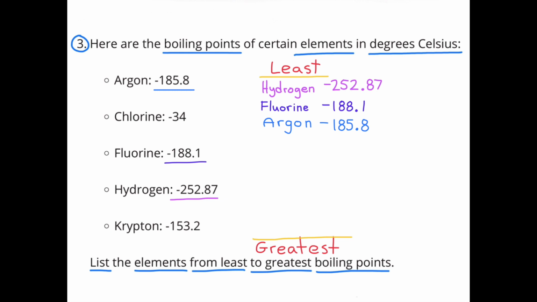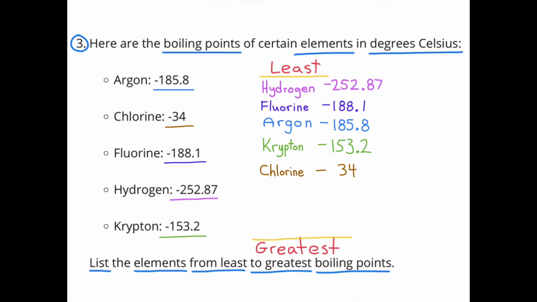So the next number on this list will be argon at -185 8/10 degrees Celsius. As these numbers are getting greater, the next temperature is krypton at -153 2/10 degrees Celsius. And finally, the highest boiling point out of all the elements on this list is chlorine at -34 degrees Celsius.